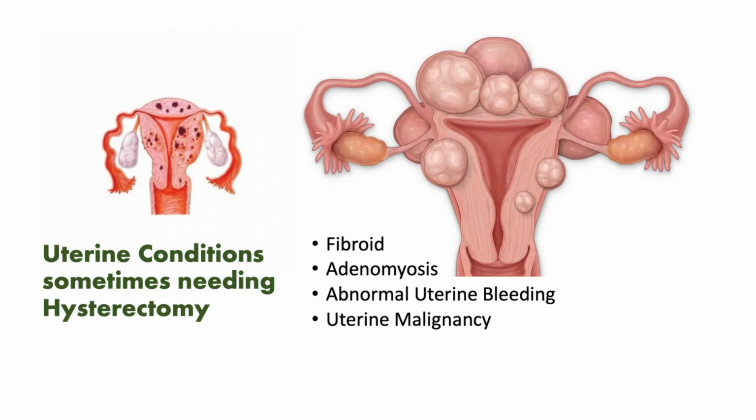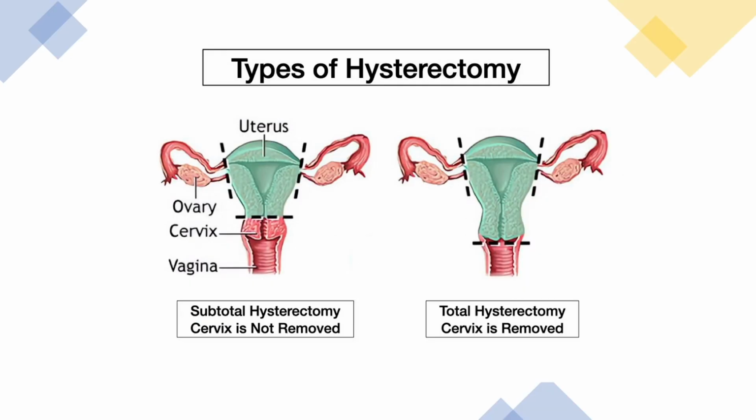So let's get started. When it comes to treating certain gynecological conditions like fibroids, adenomyosis, and abnormal uterine bleeding, hysterectomy is a common surgical intervention. But did you know that there are different approaches to this procedure? Each approach has its own benefits and considerations. Today, we'll be delving into the key distinctions between total hysterectomy and supracervical or partial hysterectomy, highlighting their pros and cons to help you make a more informed decision.